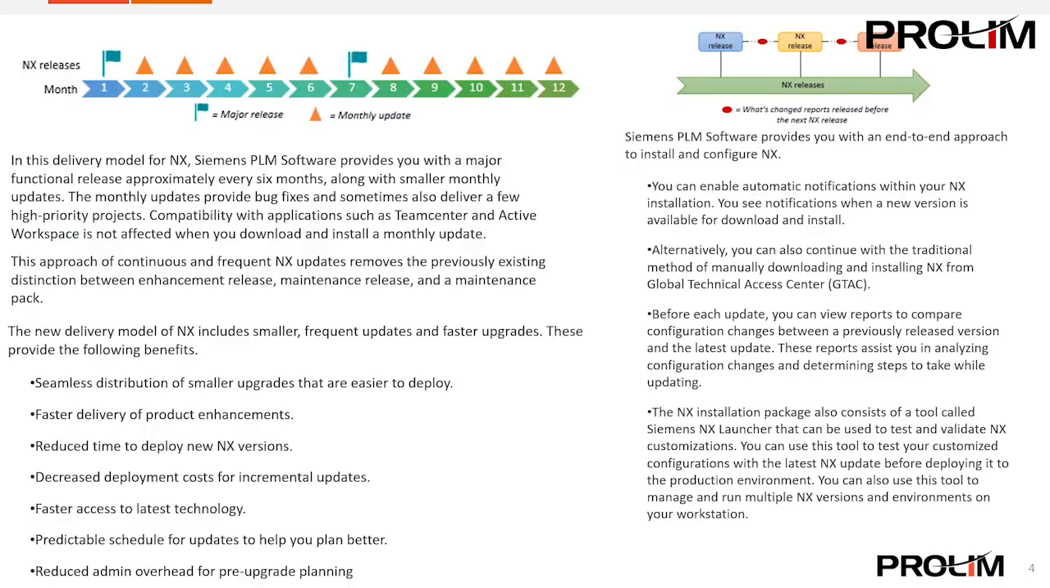You'll be getting a download once a month. These downloads provide bug fixes and sometimes also deliver a few high priority projects. Once every 6 months, you will get a major release. This is like NX 12 to NX 13, but in this case, it's no longer called NX 12, 13, and so on. It will be called NX, and that will be it. This continuous release will be used to get features to the user quickly.